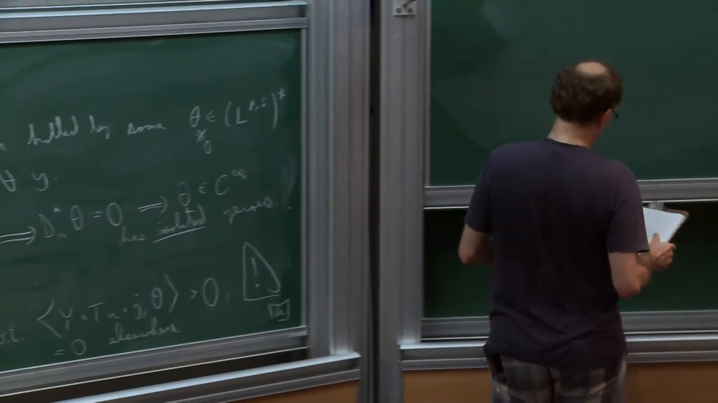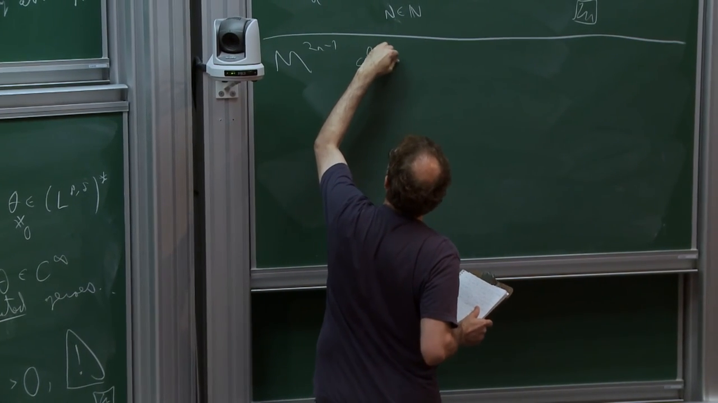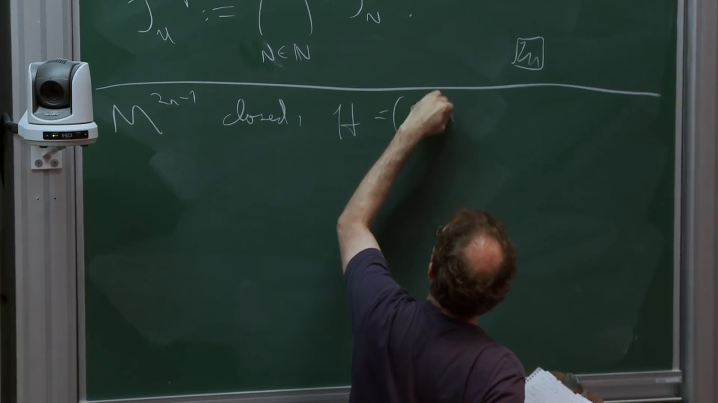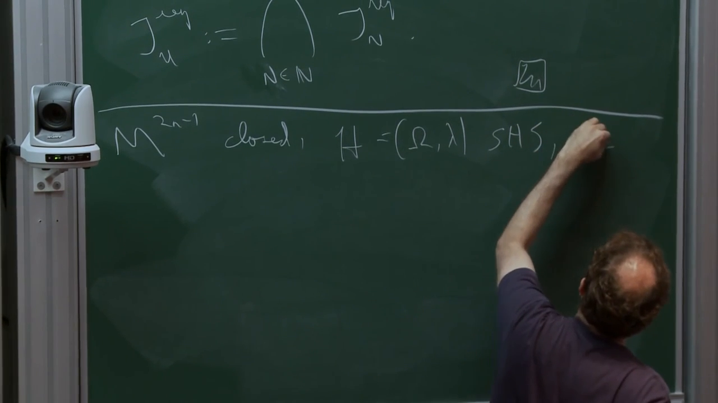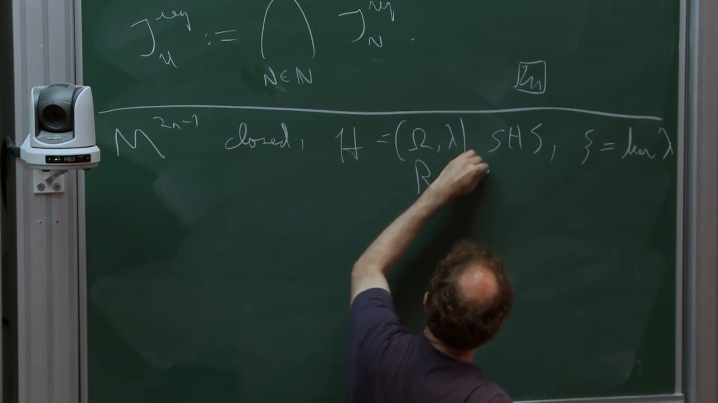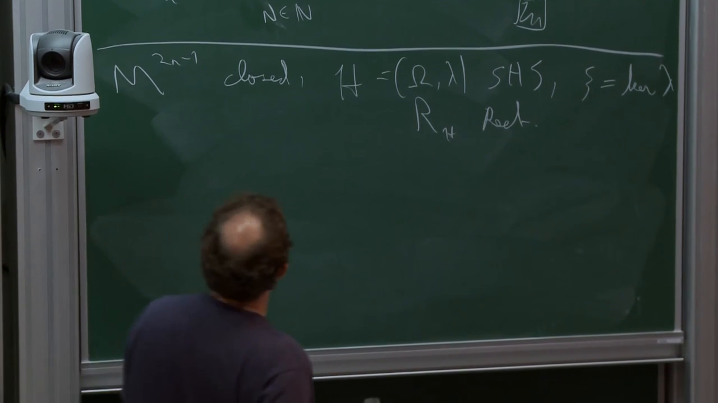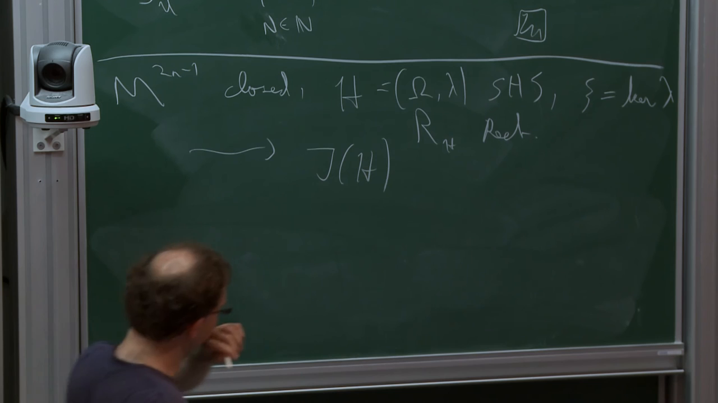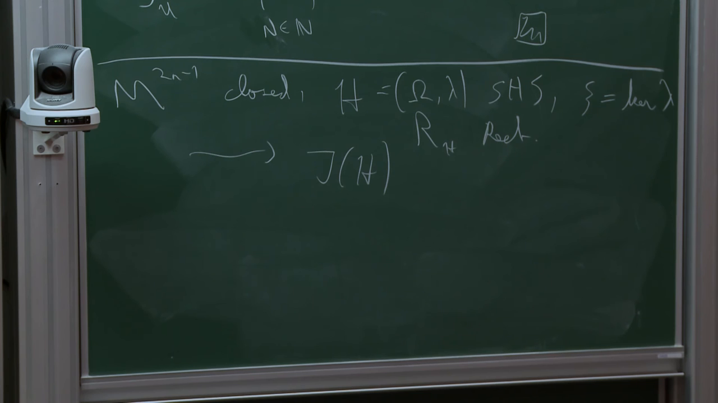Here's the theorem. Let's say now M is just going to be a closed odd-dimensional manifold. We've got a stable Hamiltonian structure. It induces our hyperplane distribution psi and Reeb vector field R_H. And remember, we have from that a special class of translation invariant almost complex structures associated to the stable Hamiltonian structure.